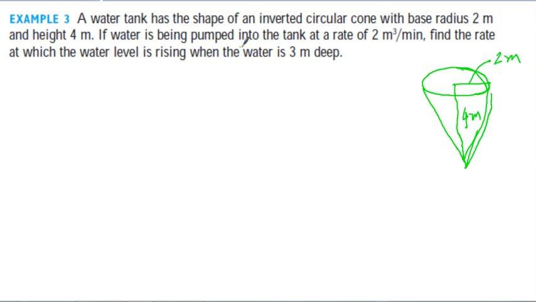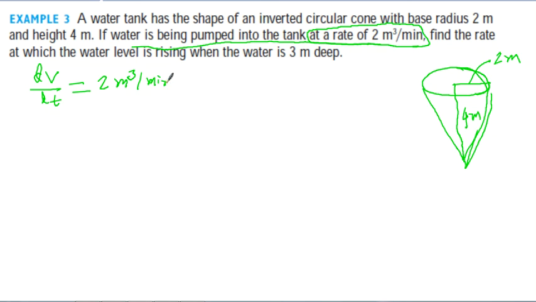If the water is being pumped into the tank at the rate of 2 meter cube per minute. At this point you are supposed to consider what is given. Is dV/dt positive or negative? Being pumped means you are putting water into it. So this is dV/dt, because you are increasing the volume in the cone or the tank. So 2 meter cube per minute is dV/dt.